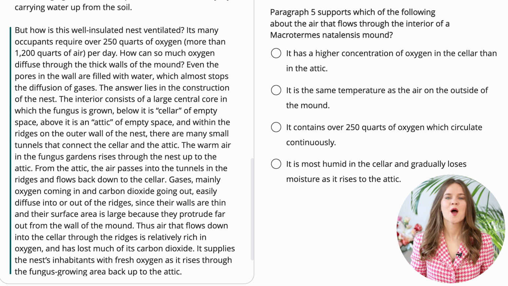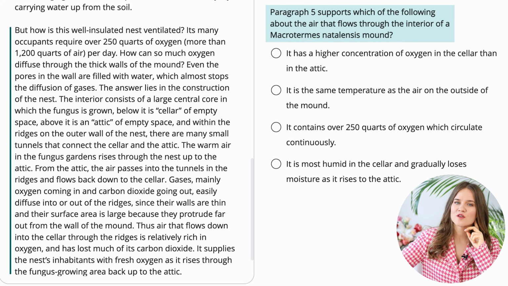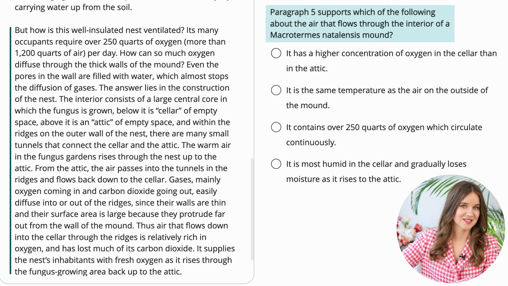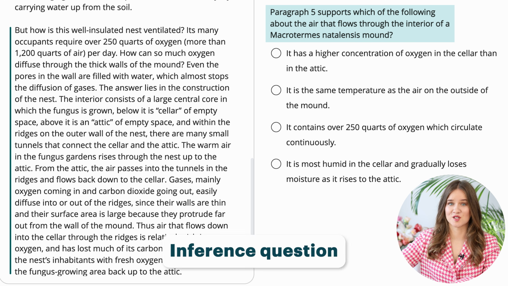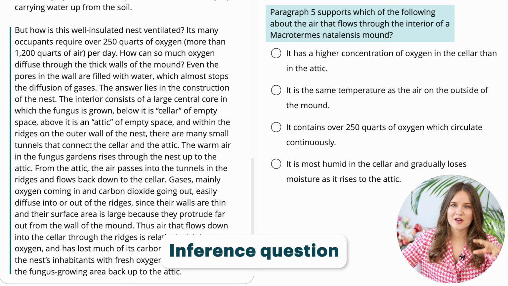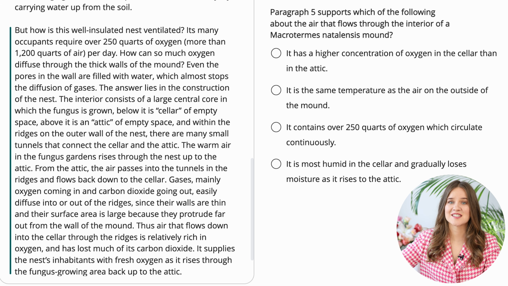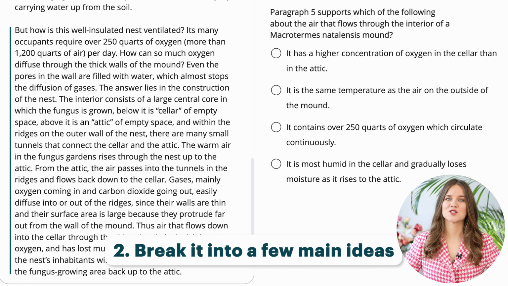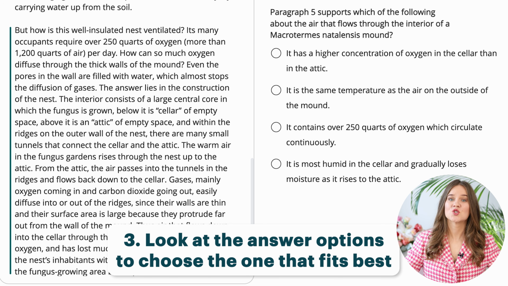Question 8. Paragraph 5 supports which of the following about the air that flows through the interior of Macrotermes natalensis mound? This is an inference question. It means that we don't need to find information that is directly stated in the text. Instead, we need to draw a conclusion from it. Typically, you need to read the paragraph, break it into a few main ideas, and then look at the answer options to choose the one that fits best.